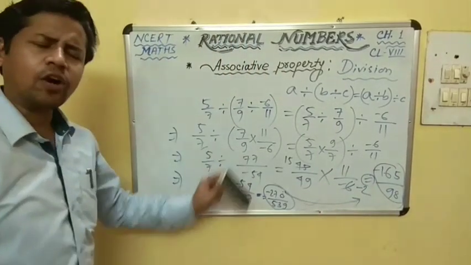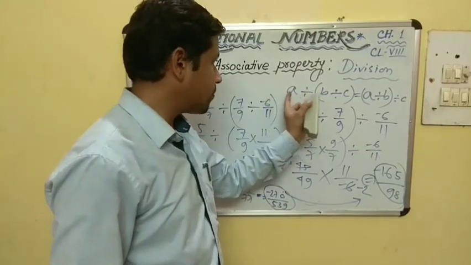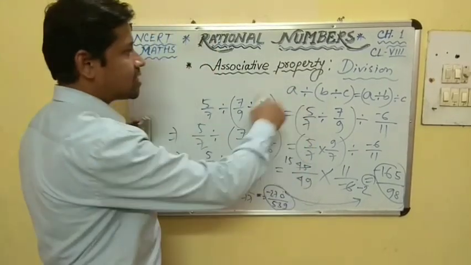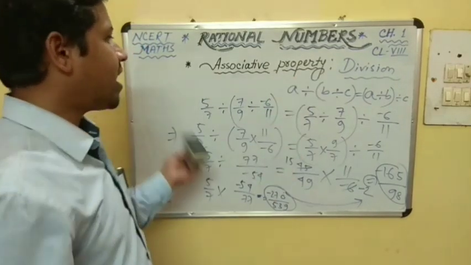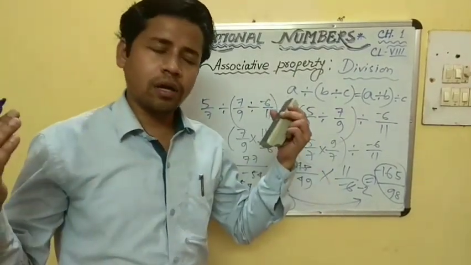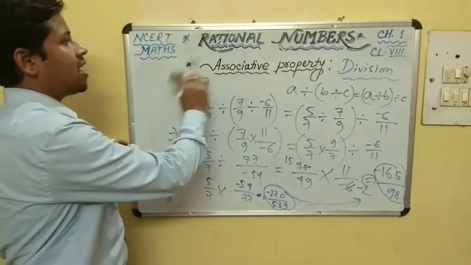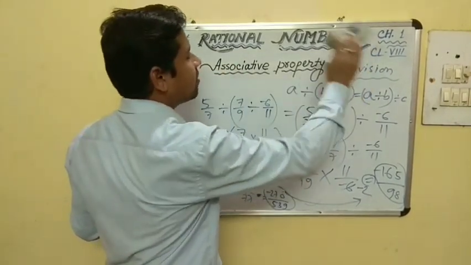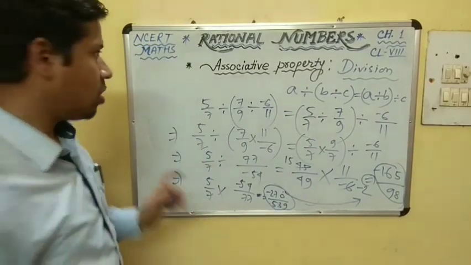That means they are not equal. So in this order, it is very easy to make clear that it is clear to us that the rational numbers are not associative under division. If you take any rational numbers, the condition is not satisfied. So rational numbers do not have the associative property under division. I think it is clear to all of us.